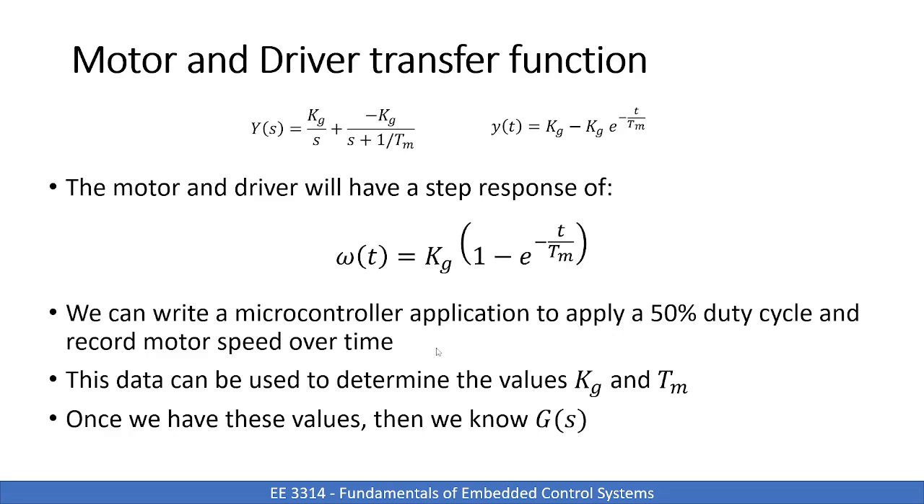So we can write a microcontroller application to apply a 50%, actually that's going to be a 100% duty cycle. These charts are old. Let me change these out real quick. Okay, I'd made some corrections to the DC motor modeling slides that weren't updated in here. But essentially we're going to write a microcontroller application to apply 100% duty cycle and record the motor speed over time.